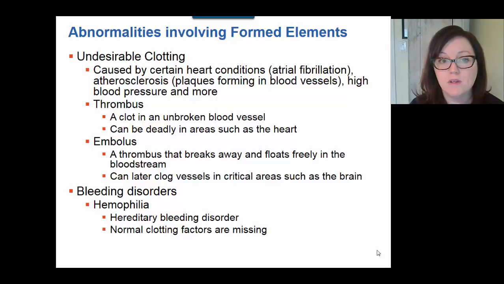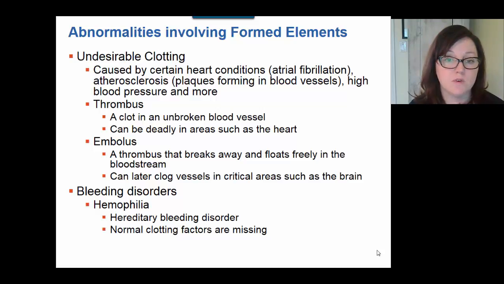A thrombus is a clot that has formed inside of a blood vessel when it shouldn't have. If a clot forms in the arteries feeding the heart or the brain, this can be very dangerous because it can cause a heart attack or a stroke. If a clot breaks away and then travels to a smaller blood vessel and gets stuck somewhere else, we call that an embolus. An embolus is basically a thrombus that has traveled. Again, this can be very dangerous because if the embolus gets stuck in the tiny blood vessels leading to the brain or the heart, it can cause a heart attack or stroke.